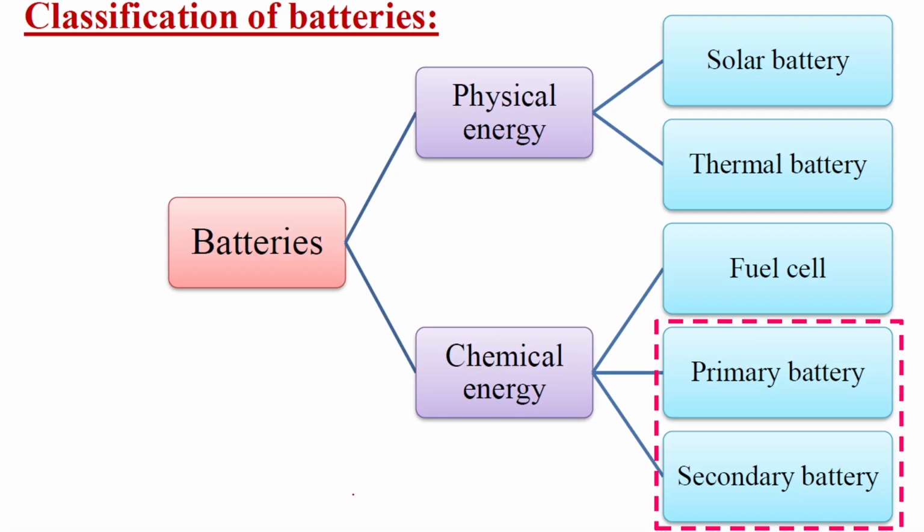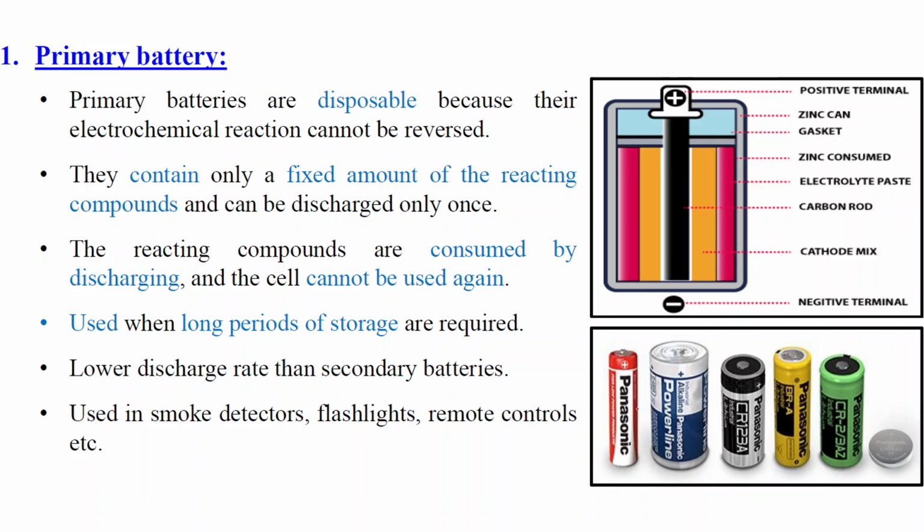Coming on to the classification of batteries, it is of two types: physical energy and chemical energy. Solar batteries and thermal batteries are part of physical energy, and the fuel cell, primary battery, and secondary battery are part of chemical energy. Coming on to primary batteries: batteries are of two types, primary batteries and secondary batteries.